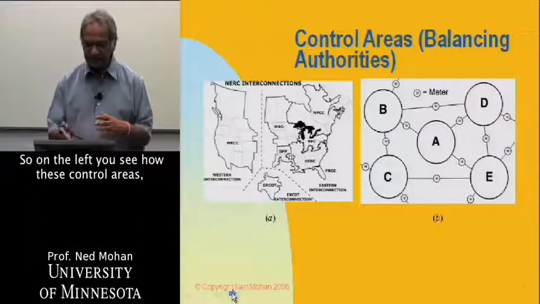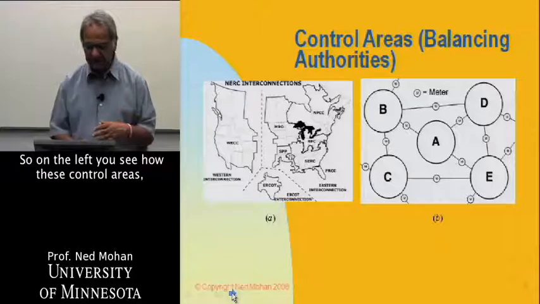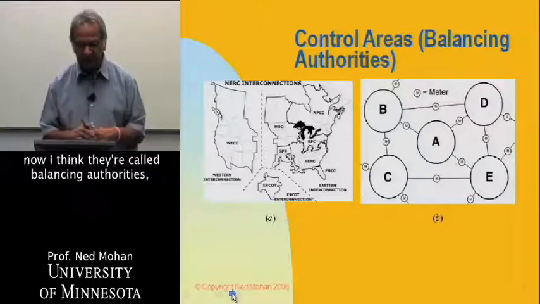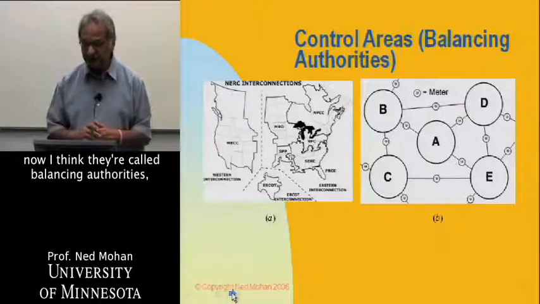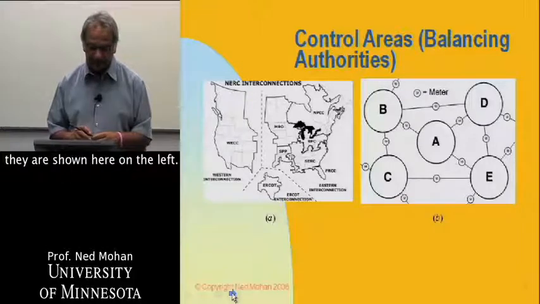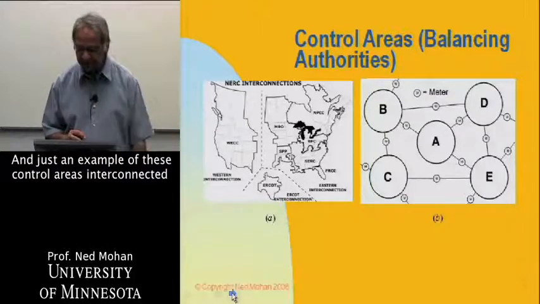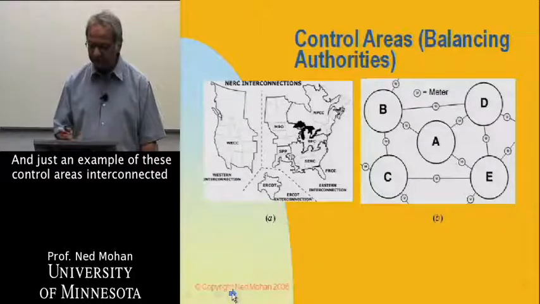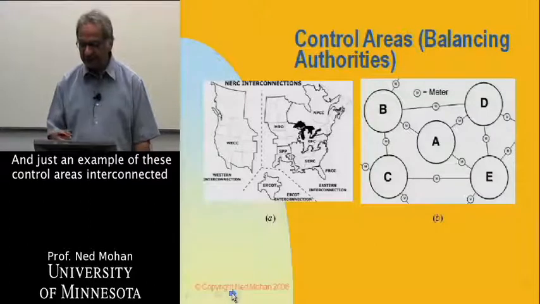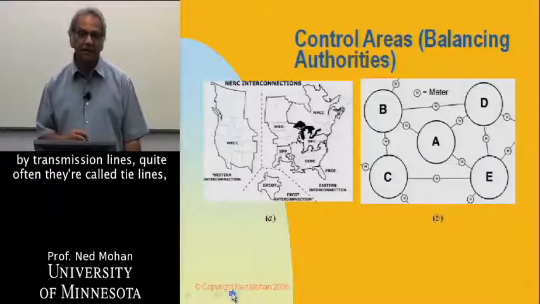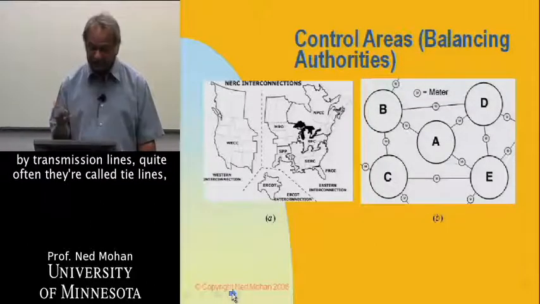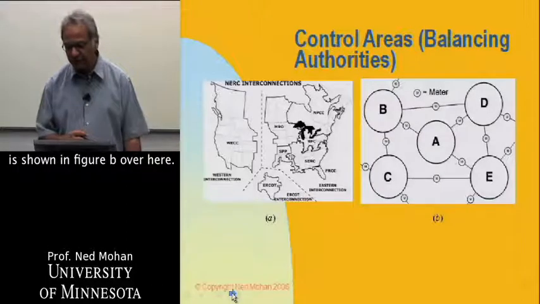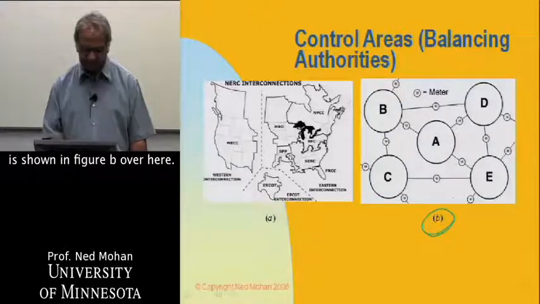Just as an example, on the left you see how these control areas are, now I think they're called balancing authorities. They are shown here on the left, and just an example of these control areas interconnected by transmission lines, quite often called tie lines, is shown over here in figure B.